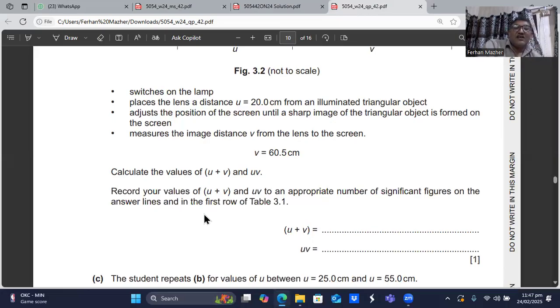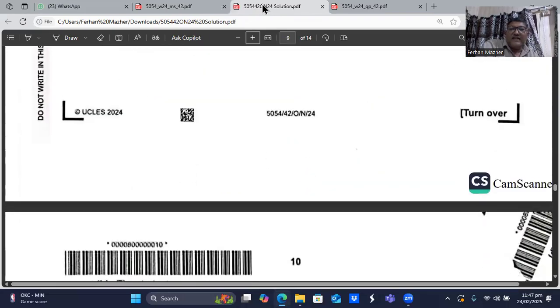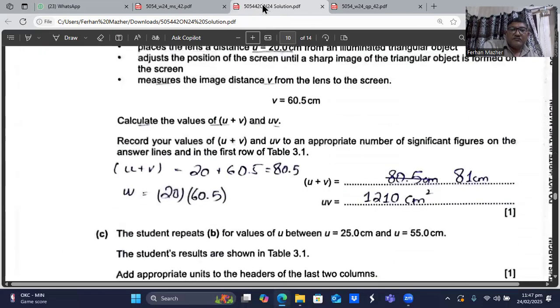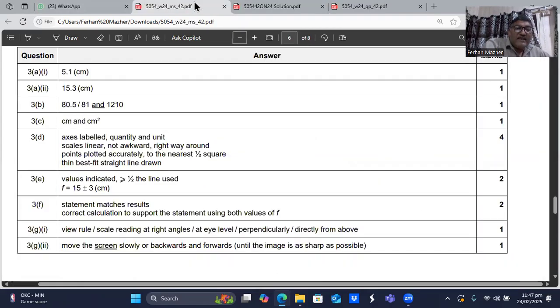Then he says record your values of u plus v and uv to an appropriate number of significant figures on the answer lines and in the first row of table 3.1. So you just add them, 20 plus 60.5, that will be 80.5. When you round it off, it can be 81 centimeter. And you multiply 20 with 60.5, and that gets 1210. So let's check.